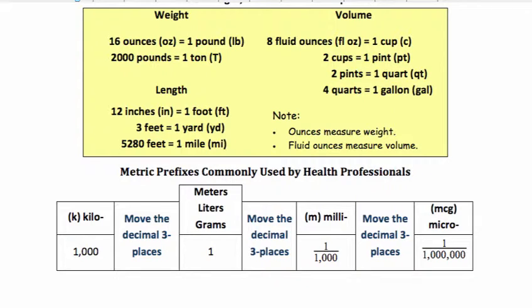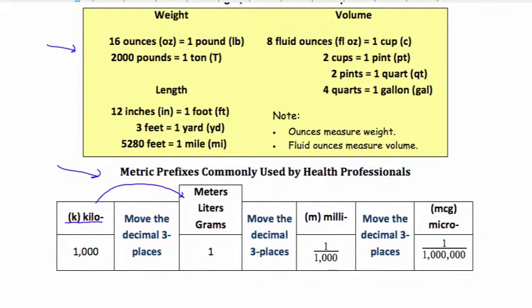Okay, so we have a table here, and this is common conversions in the US system. So these equivalencies should be familiar to you. And down here, we have the metric prefixes commonly used by health professionals. Now, we've learned about the metric system already, but these are the prefixes that are most used in the health professions. So we have kilo, and then going from kilo, we skip a bunch of prefixes and go straight to the actual unit.